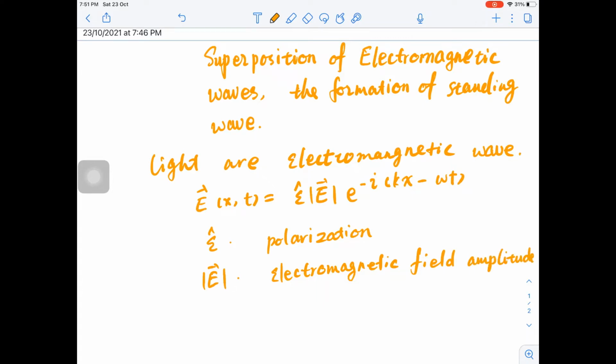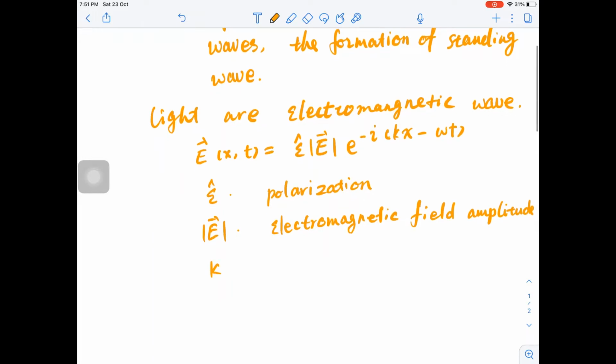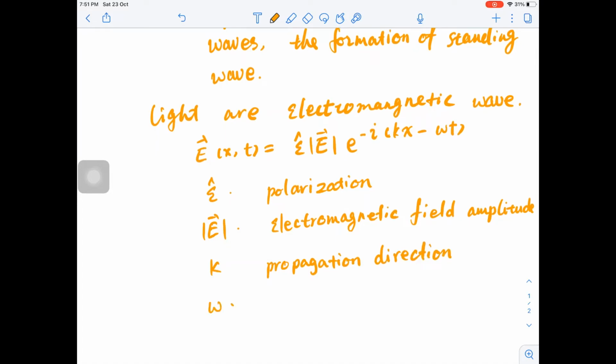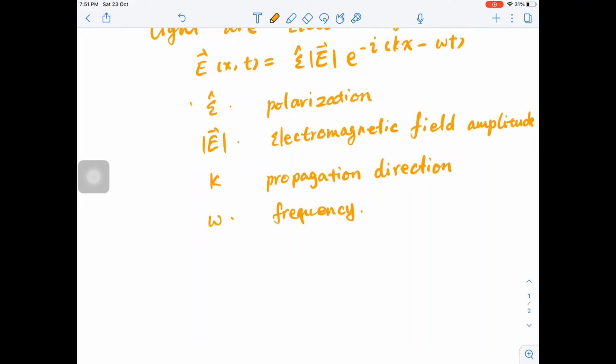k describes the propagation direction, which is the k vector. This is the wave number. And omega is the frequency of the light beam. And these are the four key vectors that can fully describe an electromagnetic wave, which is the light in our case.